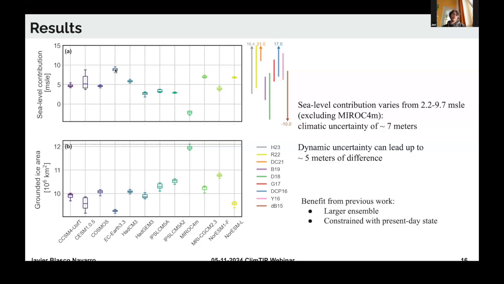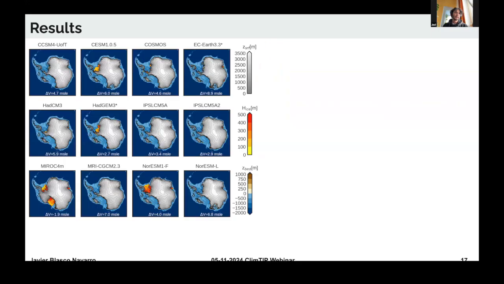On the other hand, the dynamic uncertainty depends a lot on every model. Some models have a very low dynamic uncertainty, like these ones. However, for instance, I think the CESM model is the clearest one, it has a very high dynamic uncertainty, up to 5 meters. So the idea is to understand why we have such an uncertainty between models and between dynamical parameters. So this is the mean simulated Antarctic state for every model.